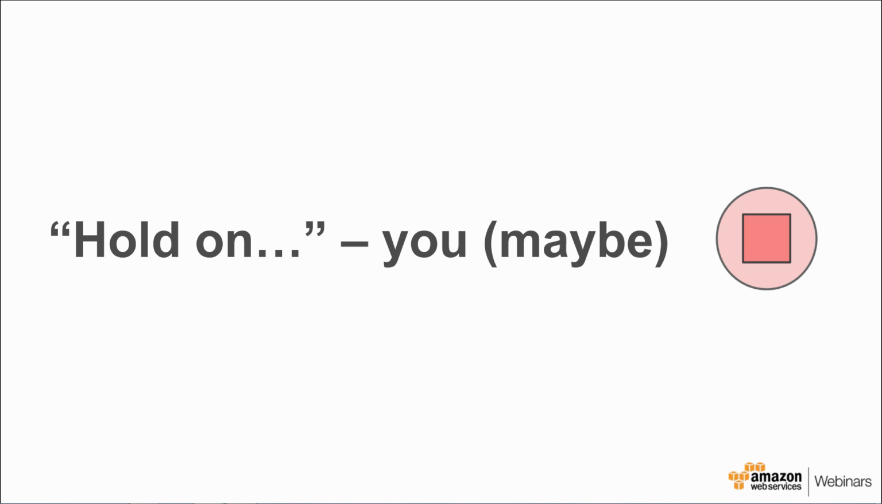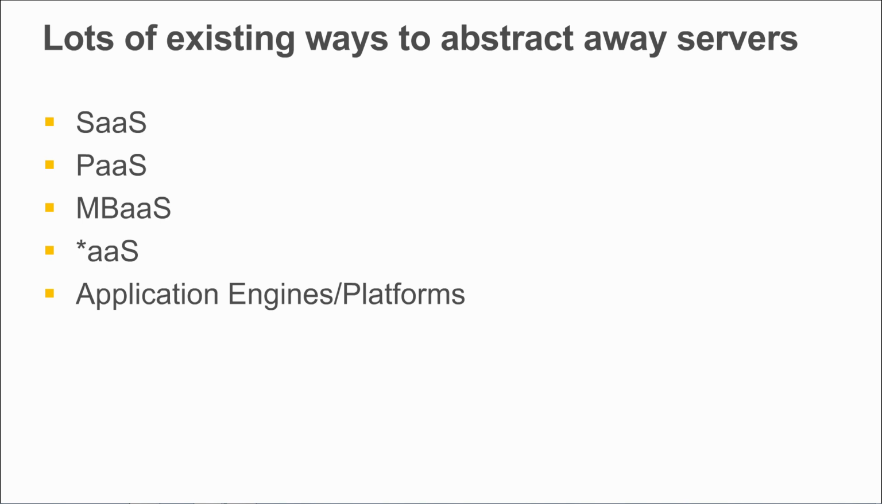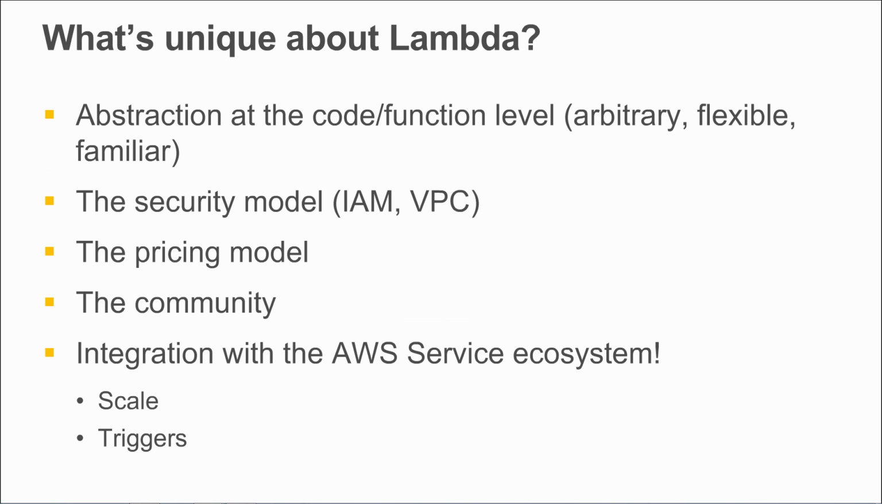Okay. So after that, you might be saying, hold on, there's a lot of great ways already to build applications and not have to manage any servers. There's software as a service, there's platforms and mobile backends. There's lots of different ways with application engines to define custom applications where I'm not really managing any servers. What's the serverless model and what's really making it different with Lambda? So what's unique about Lambda?